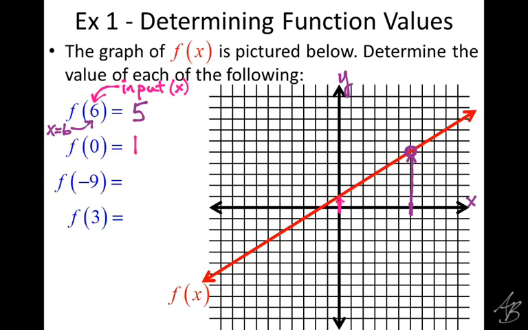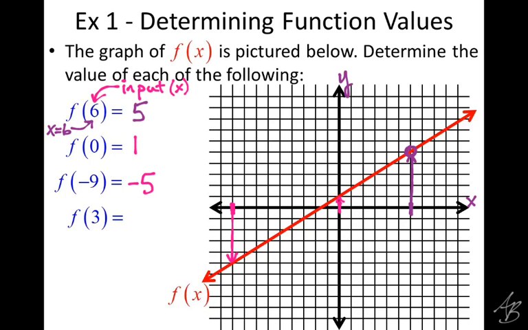All right, how about f of negative 9? If x is negative 9, we start from the origin and go left to negative 9. So this is where x equals negative 9. And then from there, to get to the function, we go down 5, which means f of negative 9 equals negative 5. Perfect.